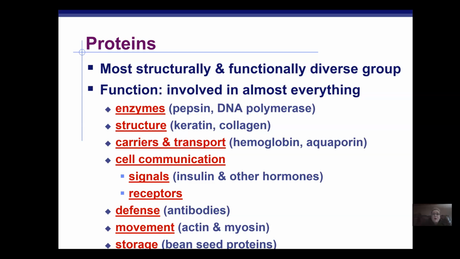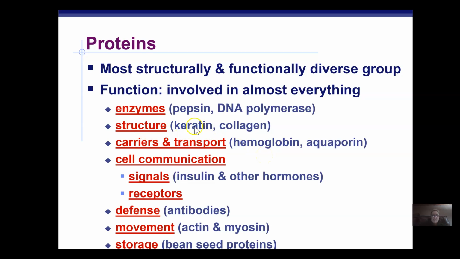We talked already about enzymes. Enzymes are proteins. Not all proteins are enzymes, but pretty much all enzymes are proteins. And we've talked about cell communication proteins. We've talked a little bit about aquaporins. Those were embedded in the membrane of cells to let water go back and forth on either side in the cell membrane. Haven't talked a whole lot about hemoglobin yet.